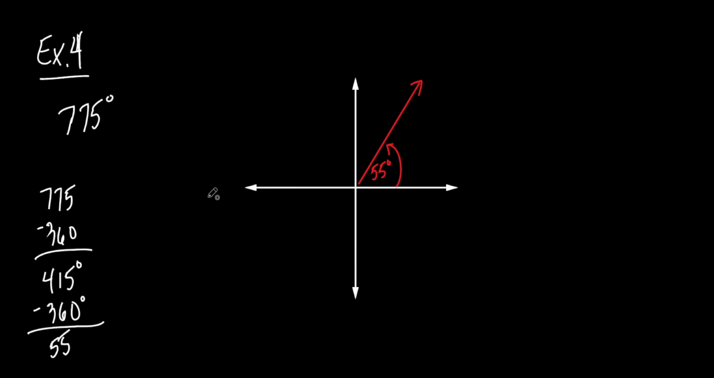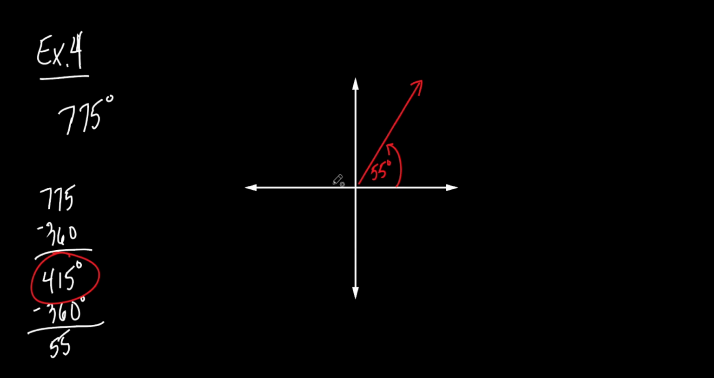So if you have a really big angle that goes more than 360, what do you do to find the coterminal angle? You just keep subtracting 360 from it, right? I mean, 415 is coterminal with 775, but it's not between 0 and 360, all right? So we're not going to use that one. So what do I got to do? I got to take 360 away again, all right, to get that.